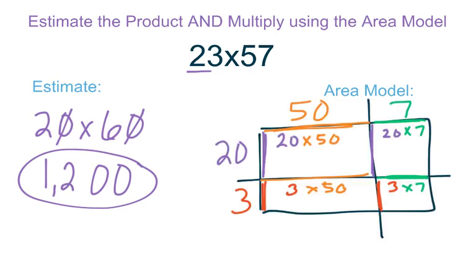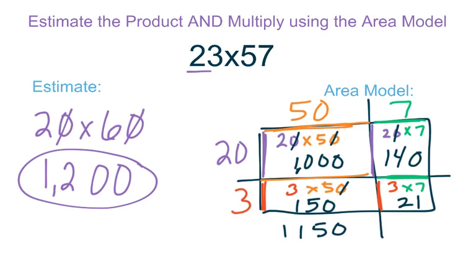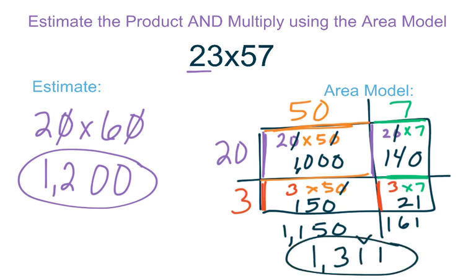Okay, here I have my rectangle already ready to go. Now I just need to multiply to find my partial products. Cross out those two zeros. 2 times 5 is 10. 1,000 there. Cross out this 0, bring it down. 3 times 5 is 15. Cross that 0 out. 2 times 7 is 14. And 3 times 7 is 21. When I add down, I get 1,150. And when I add down, I get 161. Now when I add these two pieces, I'm going to get 1,311, which is very close to my estimate of 1,200. So I can have pretty good confidence that I multiplied correctly.